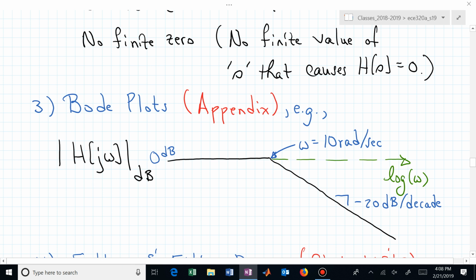Meaning, if we start rolling off at 10 radians per second, then if somebody said, what's the magnitude at 100? Then we would say, we just transitioned down 20 dB in 1 decade. At 100, we would be down at minus 20 dB in magnitude. If I said, what's the magnitude at 1,000 radians per second? That's now 2 times this, because now we're 2 decades beyond where we started. Yes?